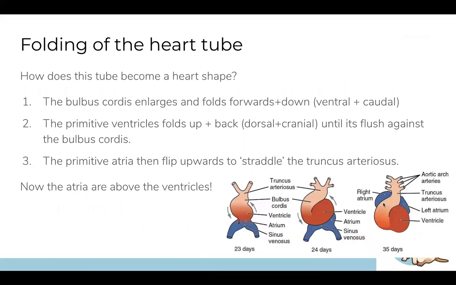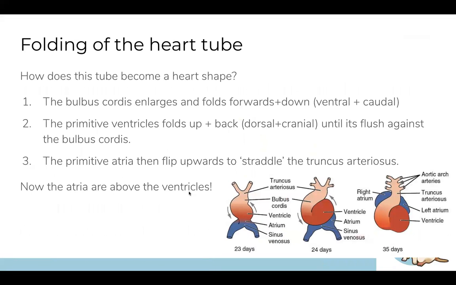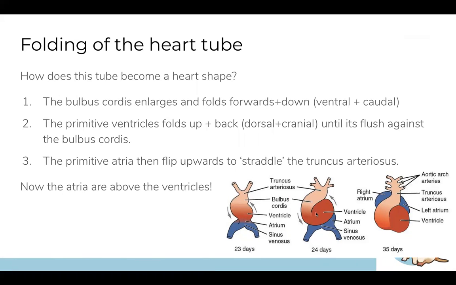So it folds and I always thought it looks a little bit like a snail in these ones. But yeah, so how does this long tube start looking like a heart? So firstly, your bulbus cordis, which is this green bit here, starts to get really big. And similar to how the head grows really big and flops, this also grows really big and flops. And then because that flops downwards, it naturally pushes your primitive ventricles here backwards and upwards, or they like to call it dorsal and cranial in the fetus, until it is flush against the bulbus cordis, like that.